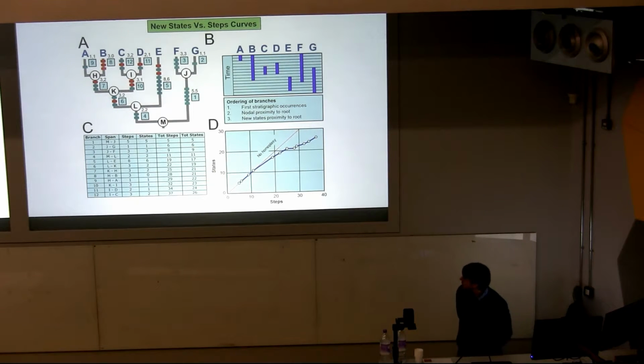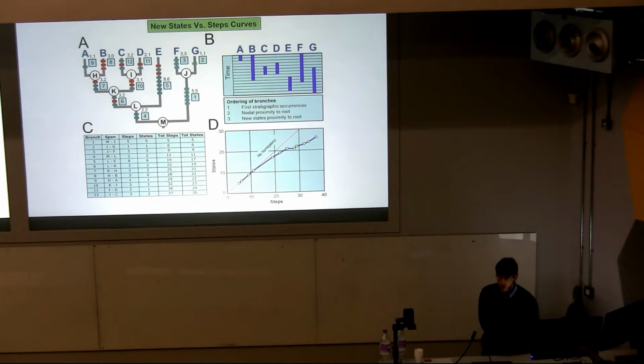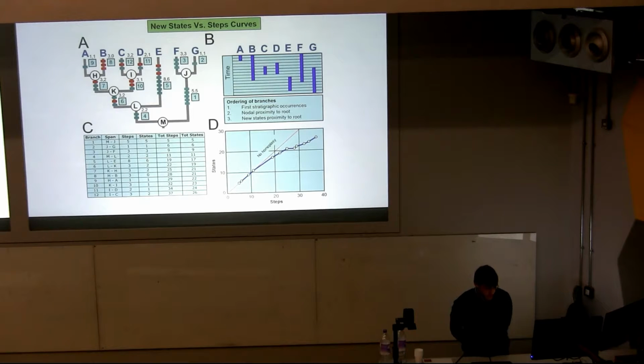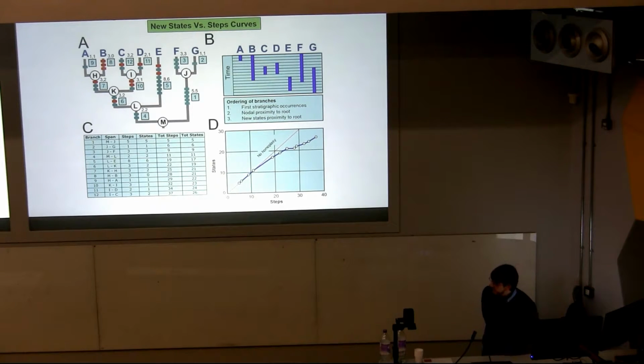And so on that plot, a line of 1 would indicate that all of your morphological changes, all of your character state changes are new things, are new states. And any deviation from that is providing an indication of character exhaustion, you're recycling character states.